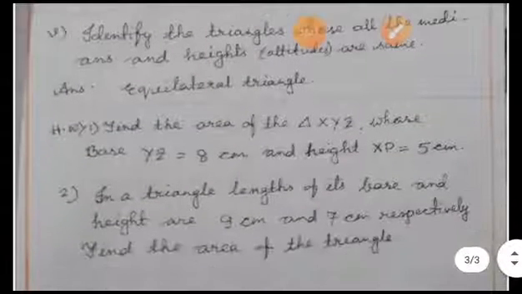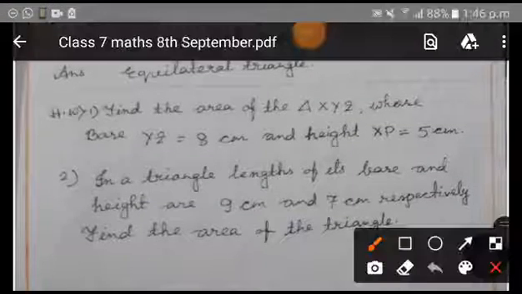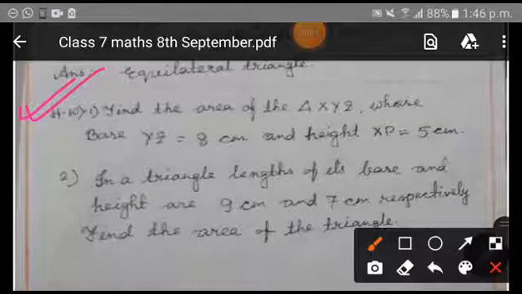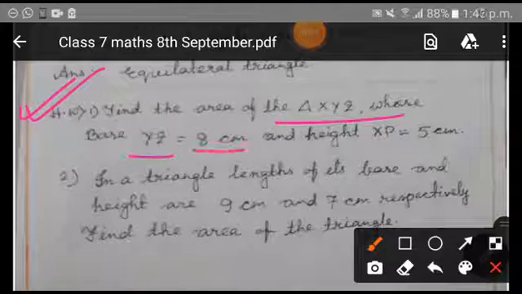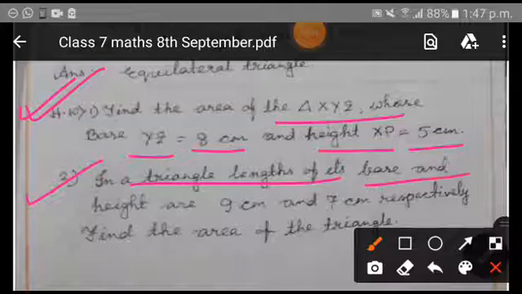Now children, 2 homework sums have been given for you. Find the area of the given triangle XYZ, whose base YZ is 8 cm and height XP equals 5 cm. Next, in a triangle, the length of the base and height are given. You need to calculate the area of the triangle.